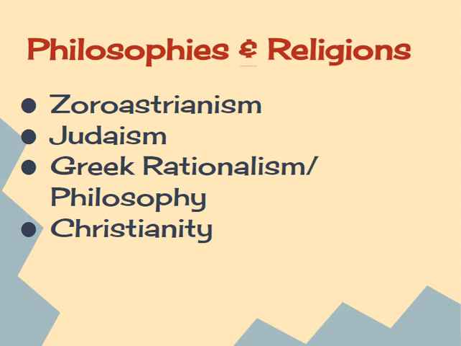The other part of the test that you want to study for is the philosophies and religions. The ones that you need to know: Zoroastrianism, Judaism, Greek rationalism, and philosophy, and then Christianity. Understanding that Greek rationalism and philosophy is not technically a religion, but again, a philosophy.